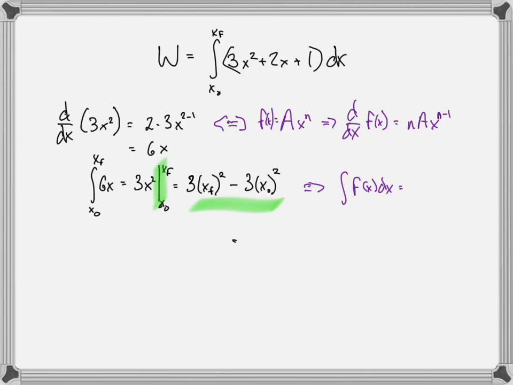Again, if f of x is ax to the n, I'm not taking the derivative of this, but the integral of this. We have to add 1 to the exponent, and we divide by that number, right? That's the antiderivative. So the integral of ax to the n is ax to the n plus 1 divided by n plus 1. That's it. You really need to know that to do integrals.